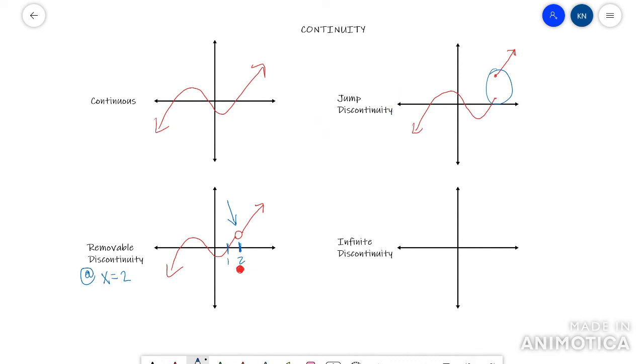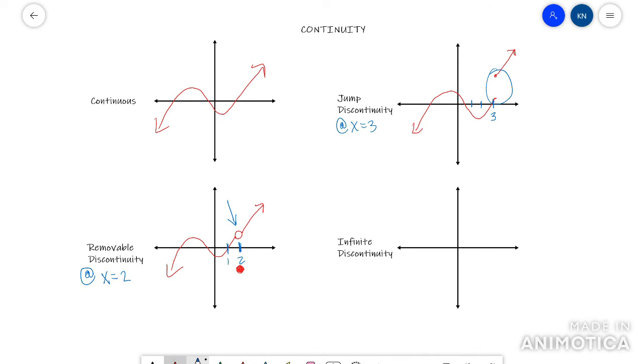So all you have to do to answer this is the same thing as before. Just answer with the x values. So let's say 1, 2, 3. So I would say jump discontinuity at x equals 3.